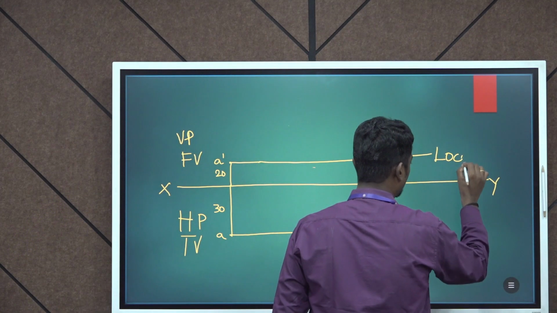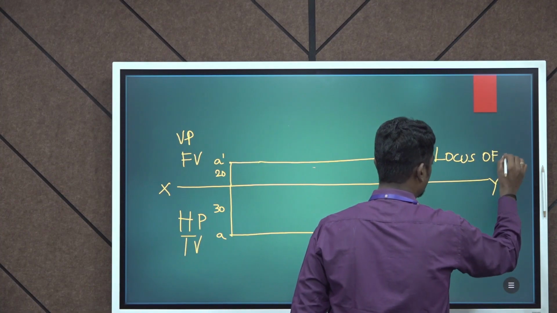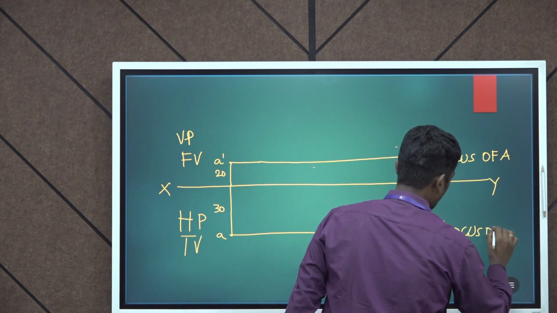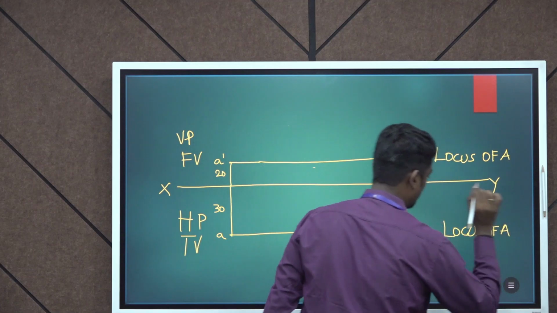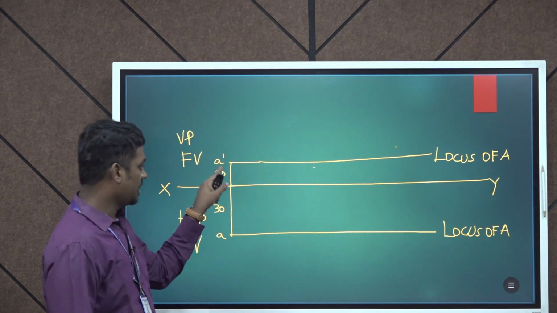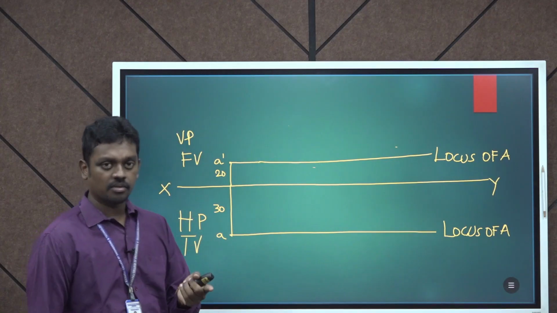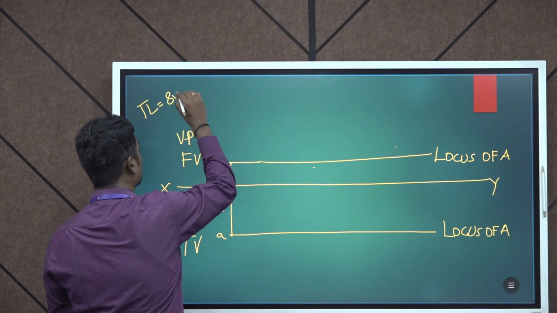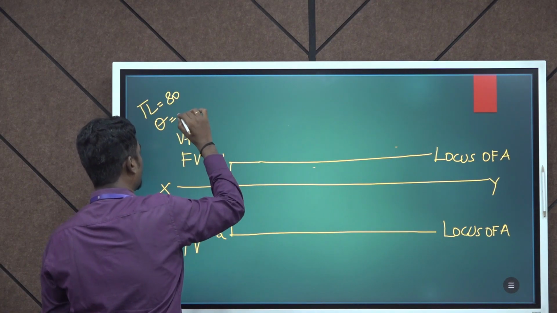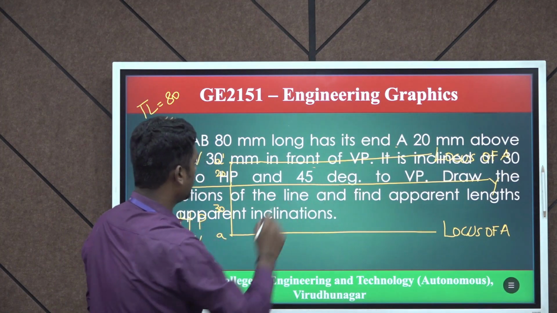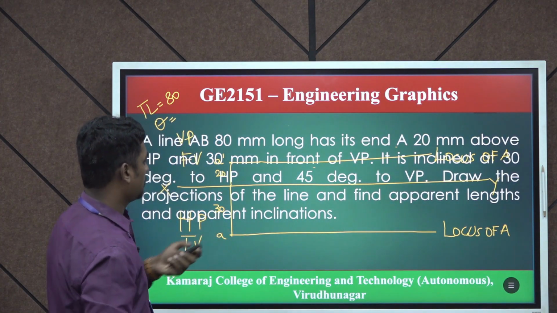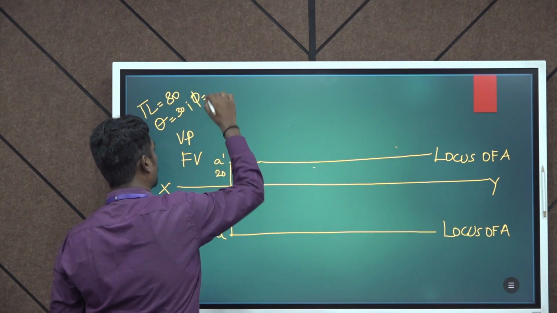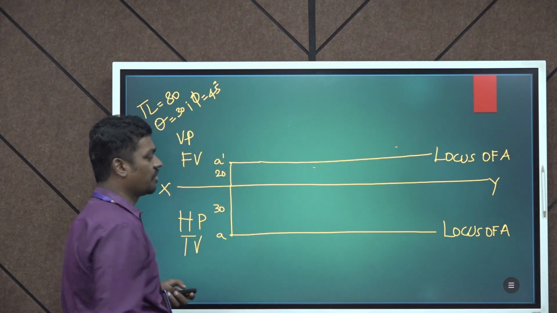So what does locus mean? Just imagine this is the location of A. This is the line where all the locations of that particular point A will be visible. So this is the locus of A, and here the point A will be located. Then the next information they have given is that the true length of the line is 80 mm, and the theta value is 30 degrees and phi is 45 degrees. So these are all the information they have given.